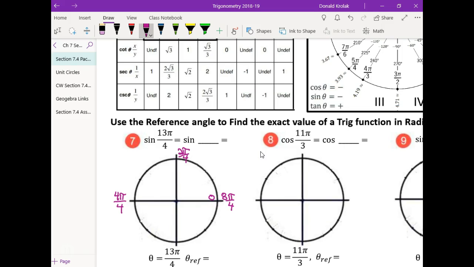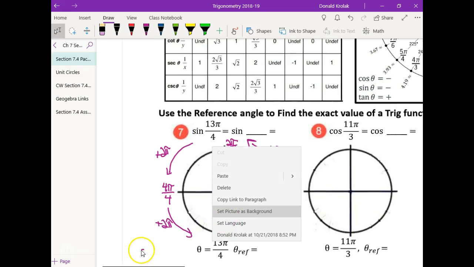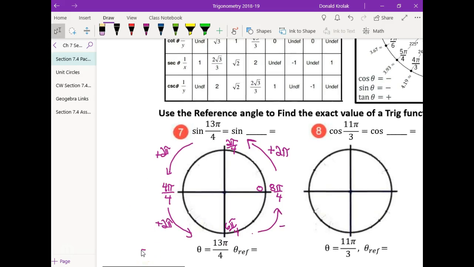And then I can see how I'm counting. I'm counting from 0 to 2 pi over 4. If I add another 2 pi over 4, I get 4 pi over 4. And if I add another 2 pi over 4, I get 6 pi over 4. And if I add another 2 pi over 4, I get my 8 pi over 4. So each time I'm counting by 2 pi over 4. And again, we've done dozens of these.